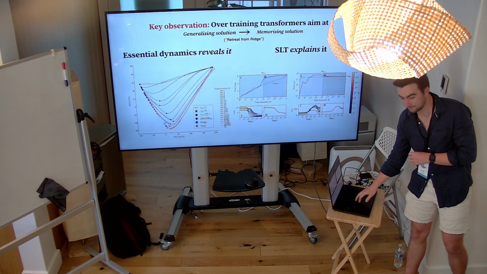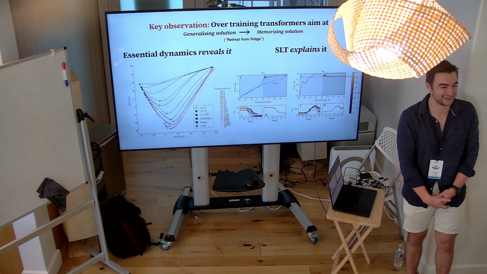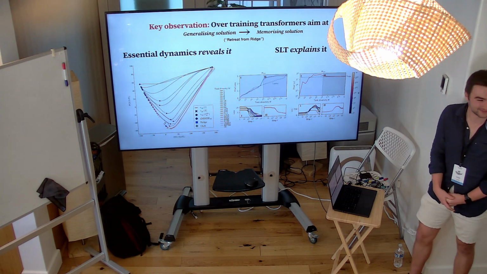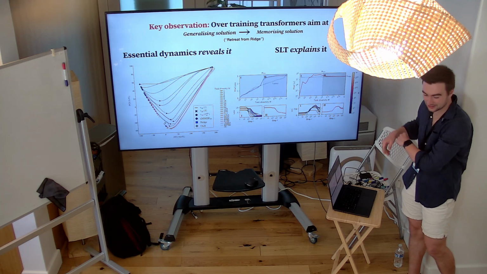Sorry, maybe everyone knows, what's essential dynamics? You will find out soon. I will introduce it. These are the two tools. This is the aim of the talk. Understand these two plots.